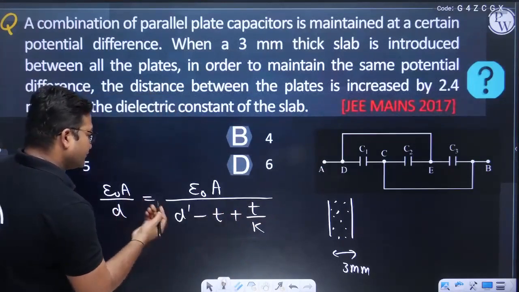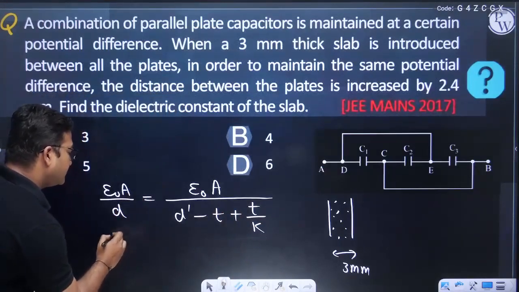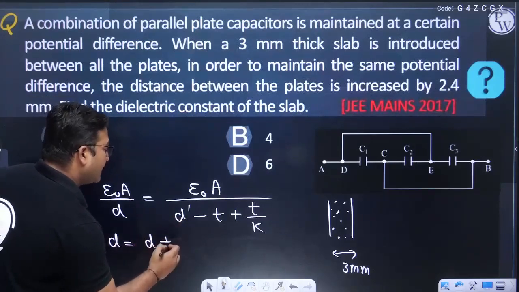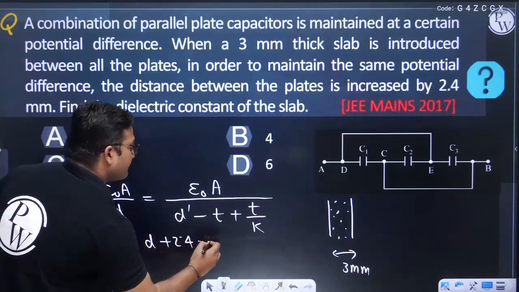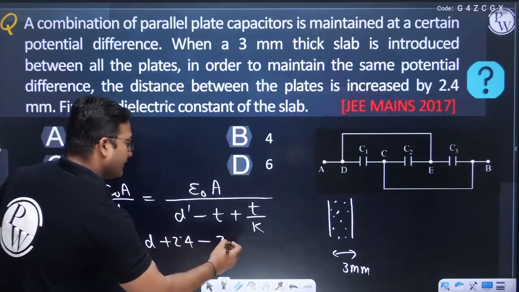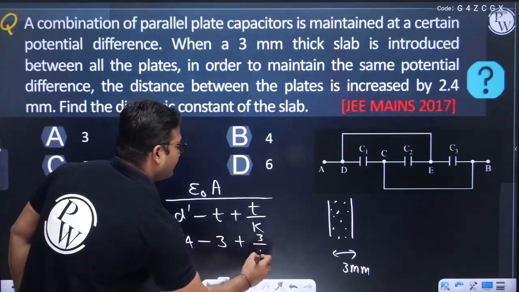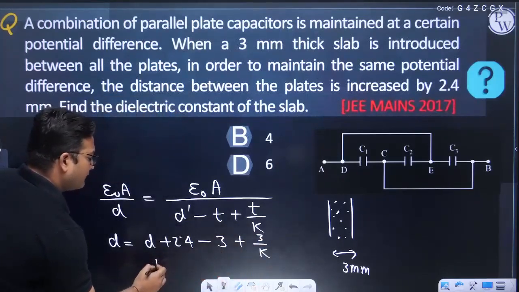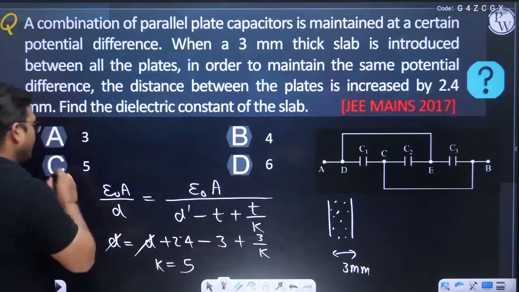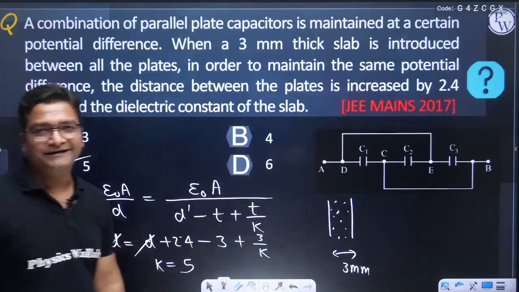If you do some calculations, you will see the new thickness D dash will be equal to old D plus 2.4 minus thickness of dielectric, which is 3 (I'm taking all in mm), plus 3 divided by K. So solve this and you will find D will be cancelled and K will be equal to 5. So the correct answer is obviously C.